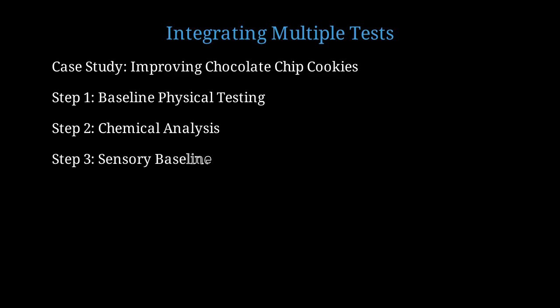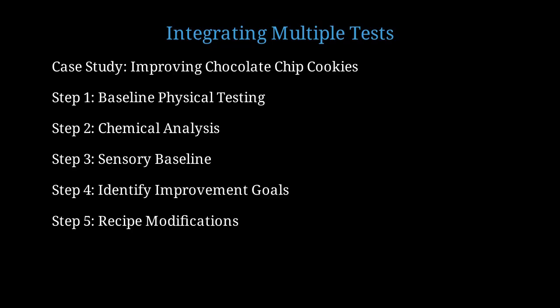Trained panel describes current cookies. Moderately sweet at intensity 6, slightly crispy at 5, butterscotch notes at intensity 4. Consumer feedback indicates cookies are too hard. Target: reduce hardness to 600 grams force while maintaining crispness. Enhance butterscotch flavor. Increase butter by 5% to reduce hardness. Add 1% brown sugar to boost butterscotch notes. Reduce baking time by 2 minutes to lower moisture loss.